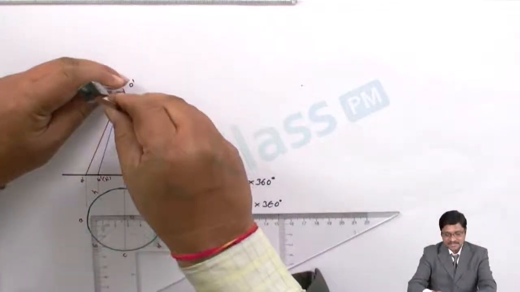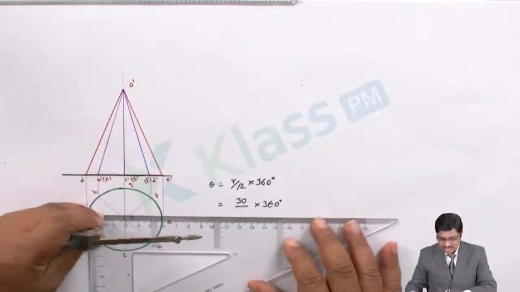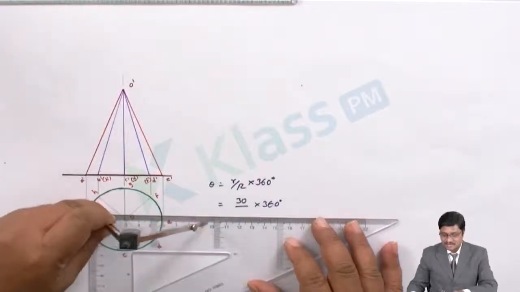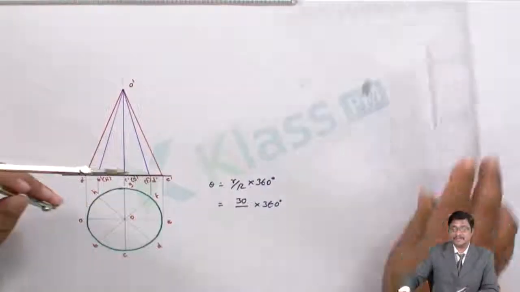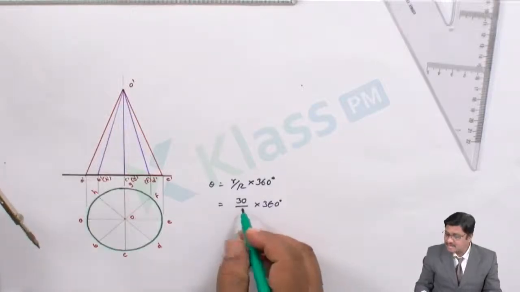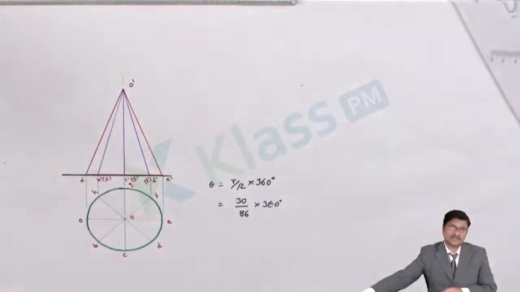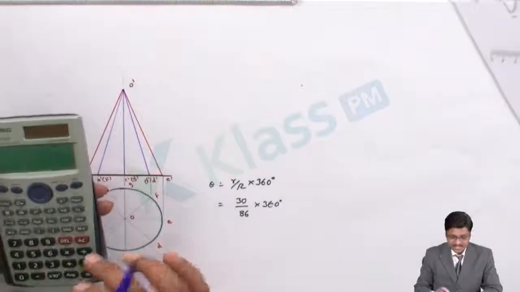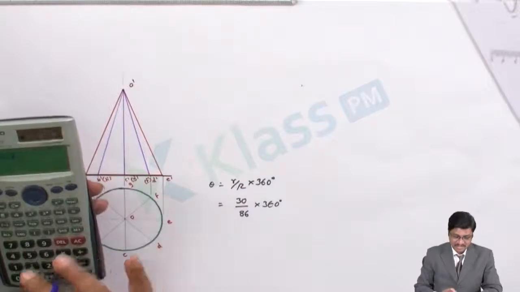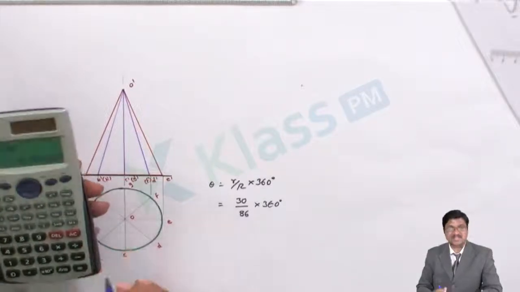I am taking the distance from the apex to the base corner. This needs a little precise measurement. I am getting around 86, a measurement of 86 mm, so that is the slant length. In our calculation, we take 30 by 86. Take your simple calculator: 30 divided by 86 multiplied by 360 degrees equals how much? I am getting 125.6 degrees primarily.